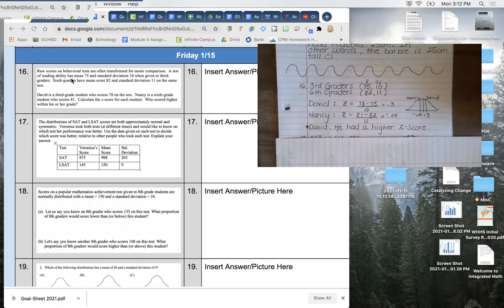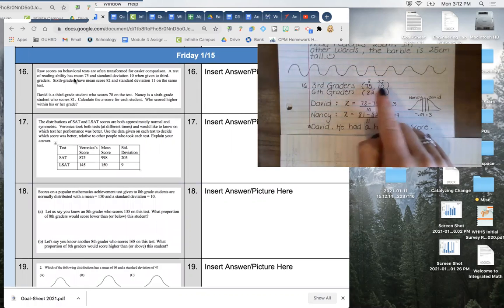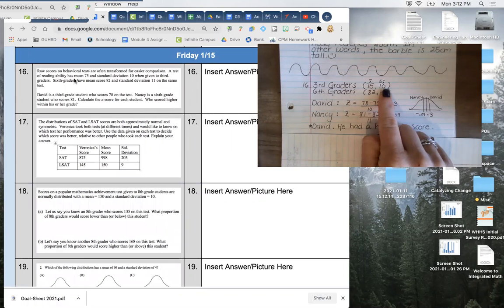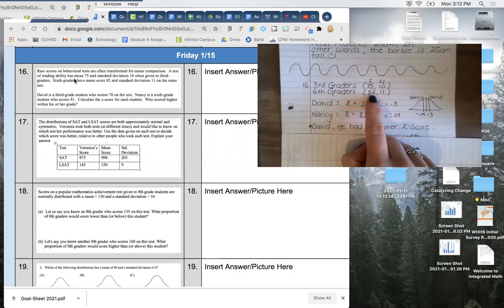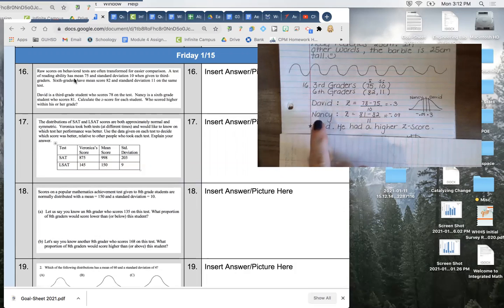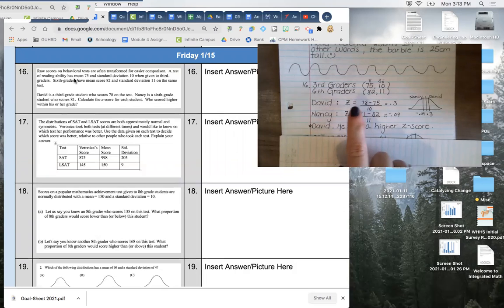It says that 3rd graders have a mean of 75 and a standard deviation of 10. 6th graders score on average an 82 with a standard deviation of 11. It gives the scenarios for David and Nancy. David scored 78 on this exam and Nancy scored 81. So relative to their ages, because they're in different grades, David's a 3rd grader, Nancy's a 6th grader. So relative to their age, how did they do?